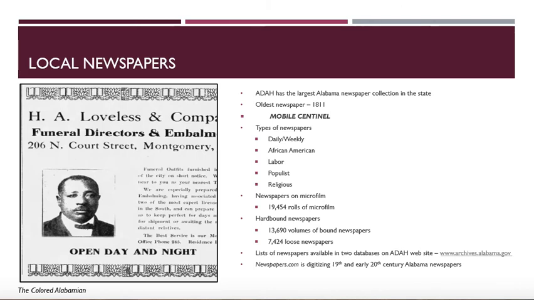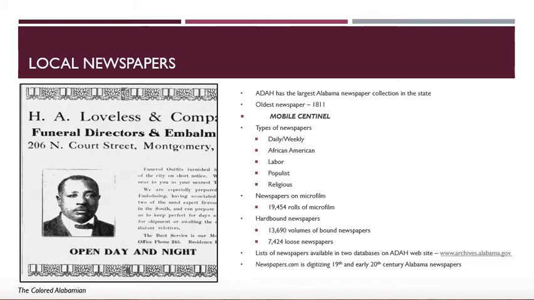Local newspapers. This is the final resource that we will discuss. The Alabama Department of Archives and History has the largest Alabama newspaper collection in the state. Our oldest newspaper is from Mobile and it dates back to 1811. We have newspapers on microfilm and hardbound formats.